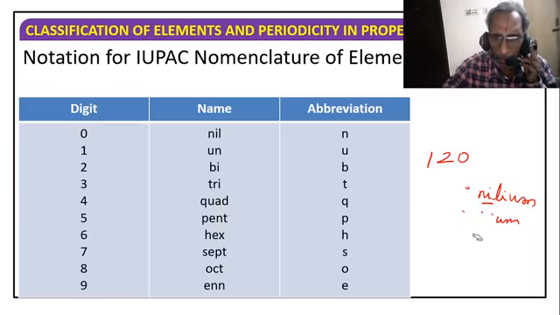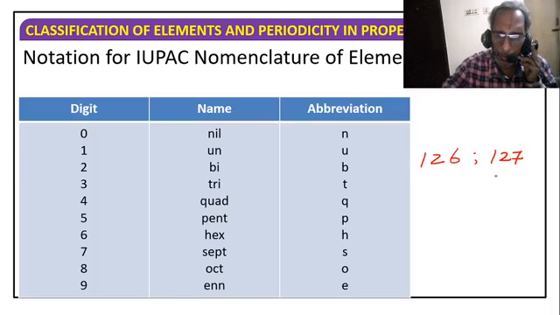For example, one group can write the IUPAC name of the element with atomic number 126. Another group can write the IUPAC name of the element with atomic number 127, but it is enough if you post here only the symbol.